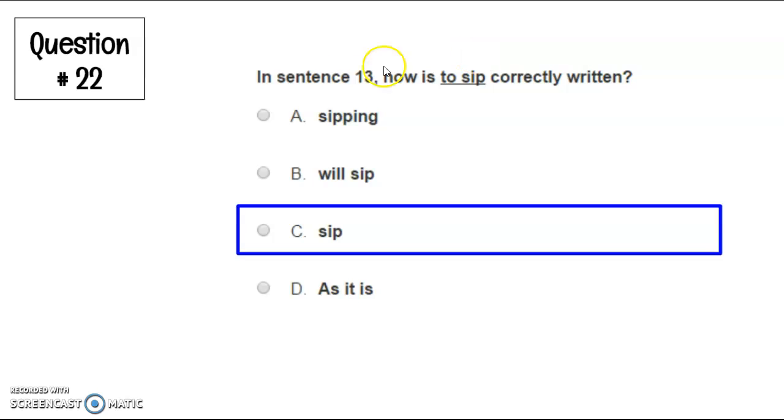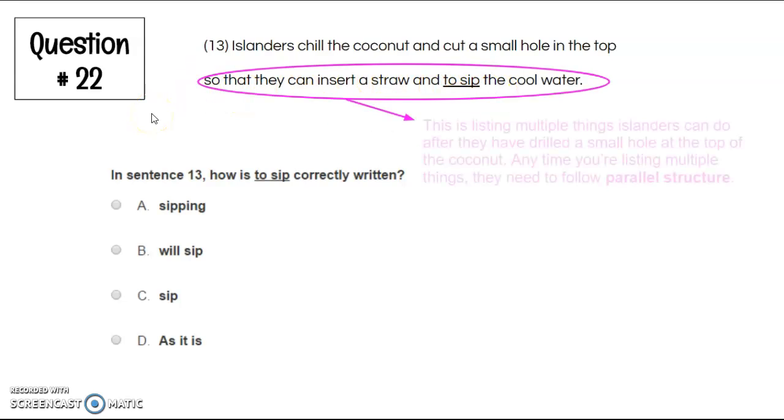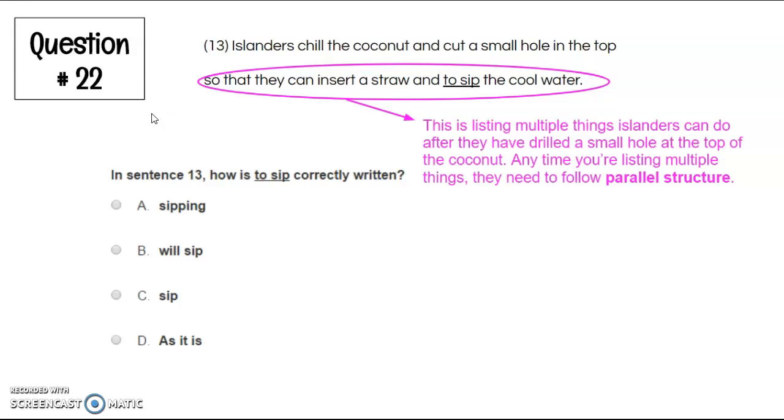Okay. Number 22. In sentence 13, how is "to sip" correctly written? So it should be C, sip. Let's take a look at why. Let's look at the original sentence. Islanders chill the coconut and cut a small hole in the top so that they can insert a straw and to sip the cool water. All right. So this is listing multiple things islanders can do after they have drilled a small hole at the top of the coconut. They insert a straw and they sip the cool water.